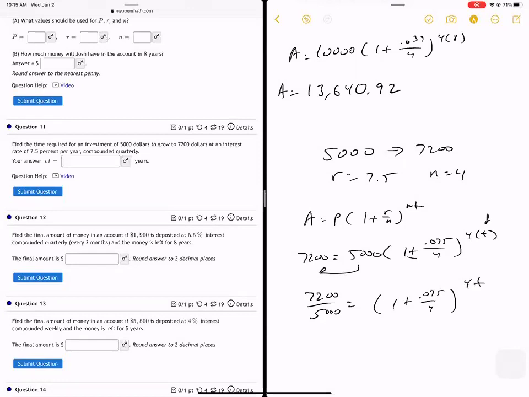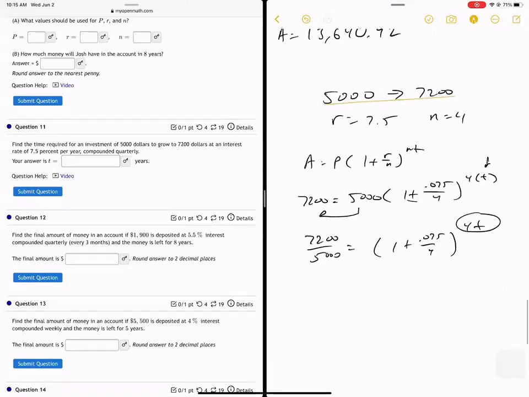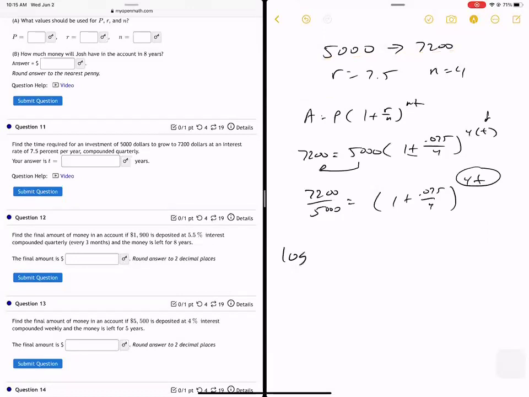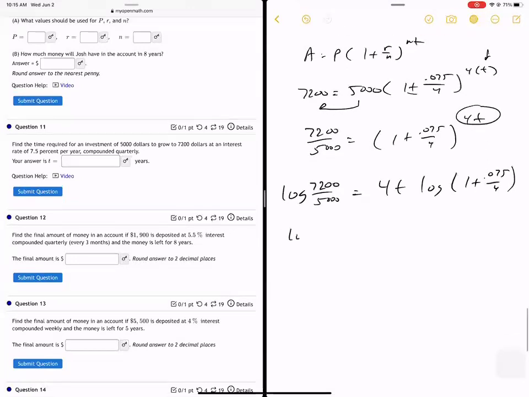Now, how do I bring down the exponents? This takes us back to us solving for logs. This is log of 7,200 over 5,000 is equal to log of all this, so 4t log of (1 + 0.075/4). Okay, that's all calculator work. So log 7,200 over, darn it, that's wrong. Careful about your division sign. This is inside 5,000. Then we're divided by a different log, log of (1 + 0.075/4), equals 4t.